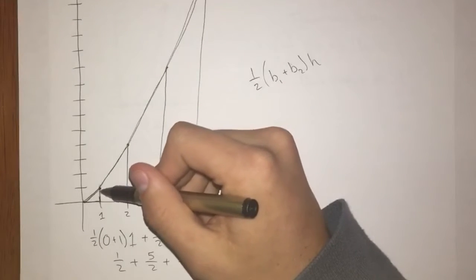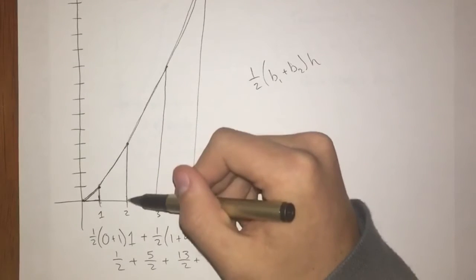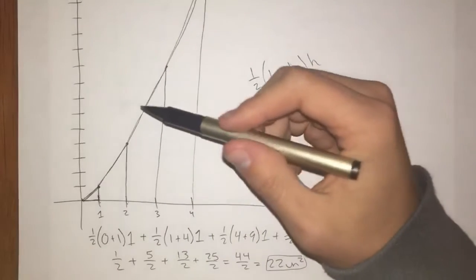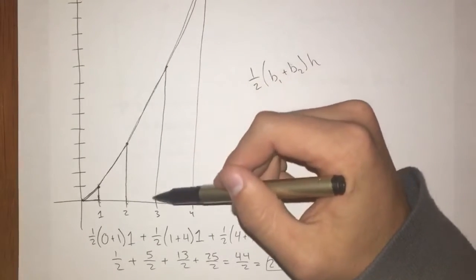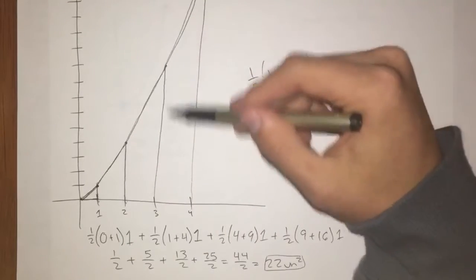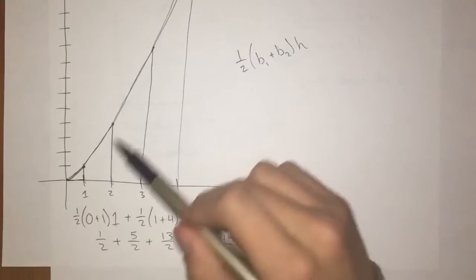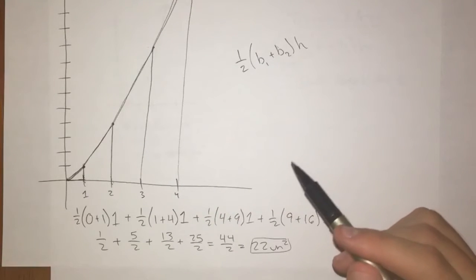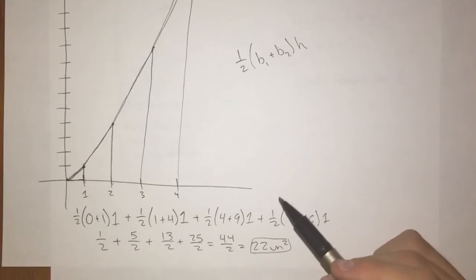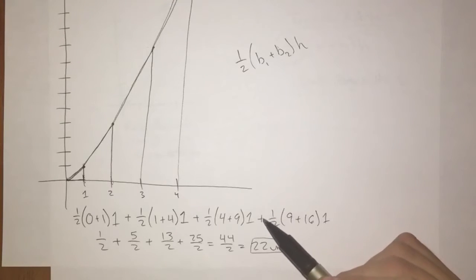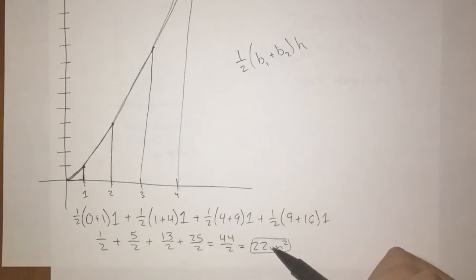And here it would be 1 plus 4 times the height of 1, all divided by 2, and then 4 plus 9 times 1 divided by 2, and then 9 plus 16 times 1 divided by 2. Then you'll get the areas of each trapezoid, and those added up will equal the total area under the curve. This method, just like the midpoint method, is also very accurate compared to the left and right methods.